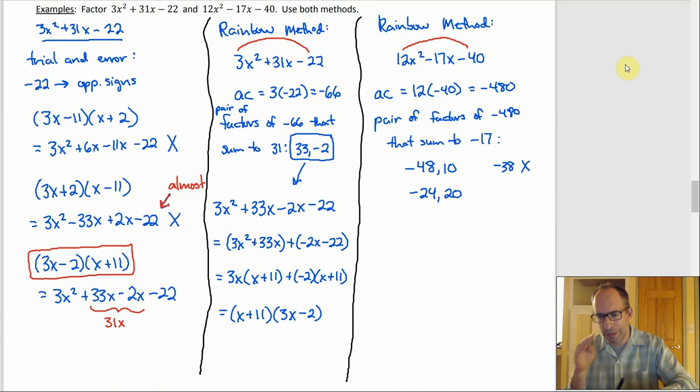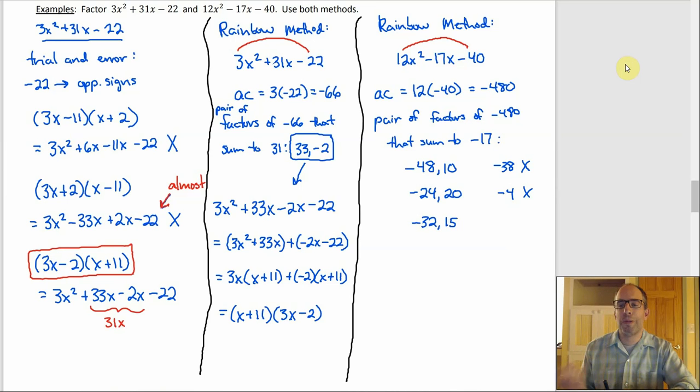Okay, maybe negative 24 and 20, right? Since 24 times 2 is 48. That's going to add up to negative 4. That doesn't work. So it should be in between these, right? And then you go, well, does 15 work? Actually, it does. Negative 32 times 15, that is actually going to be negative 480.